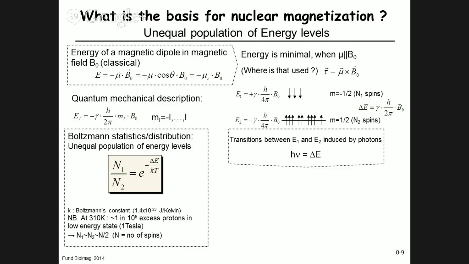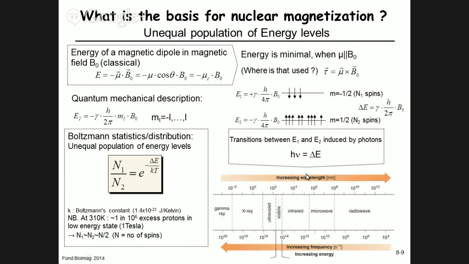Okay, so this gives us a difference in the number of spins, the number of magnetic moments, a certain number of points down, a certain number of points up. The transitions by which a spin changes energy level are given by the energy provided by photons, h nu here, equal to delta E, similar to what we've seen. So that's a bit to make the link with the X-ray imaging, where we've talked about h nu as well.